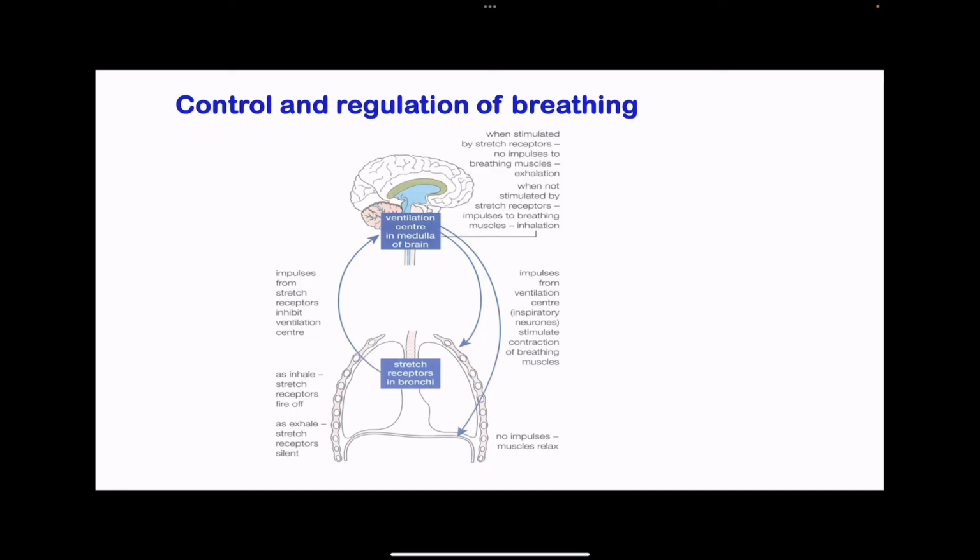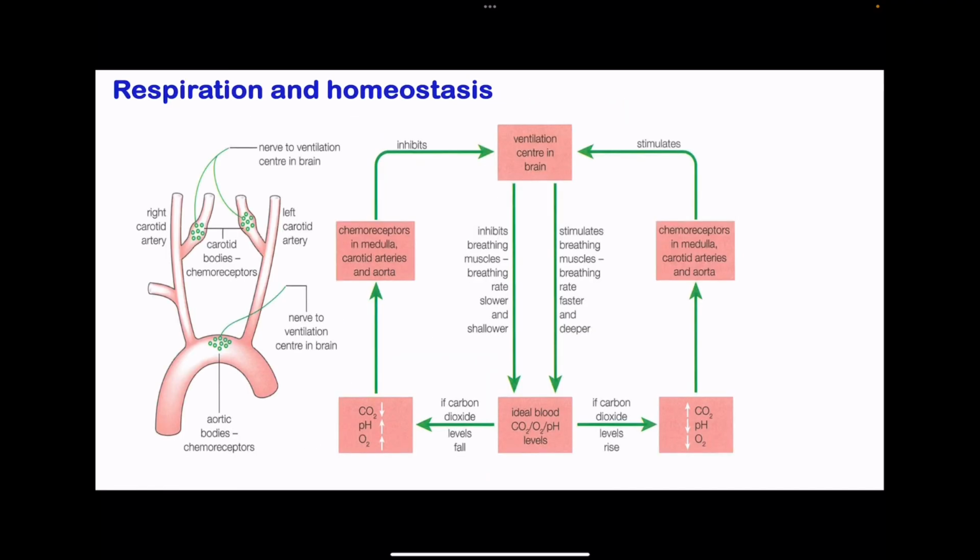The lungs will inflate. Stretch receptors in the walls of the bronchi send impulses to the ventilation center. The more the stretch on the bronchi, the more impulses sent. Then the impulses finally inhibit the ventilation center. It then stops stimulating the breathing muscles. Breathing is reduced as the muscles relax.